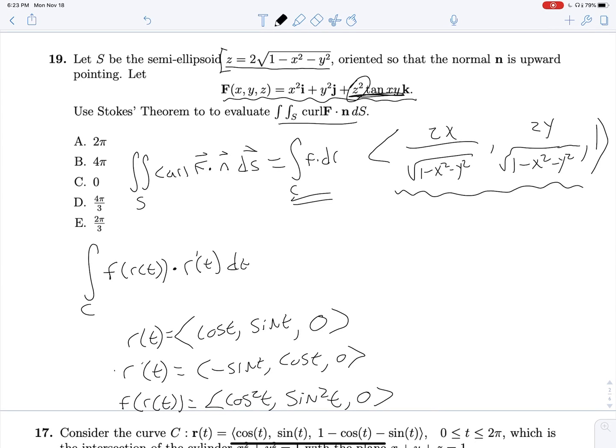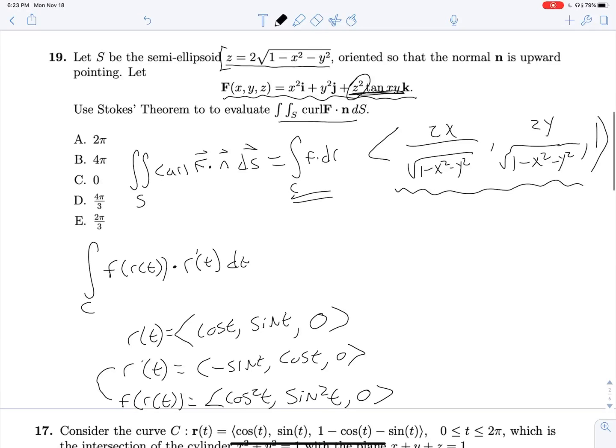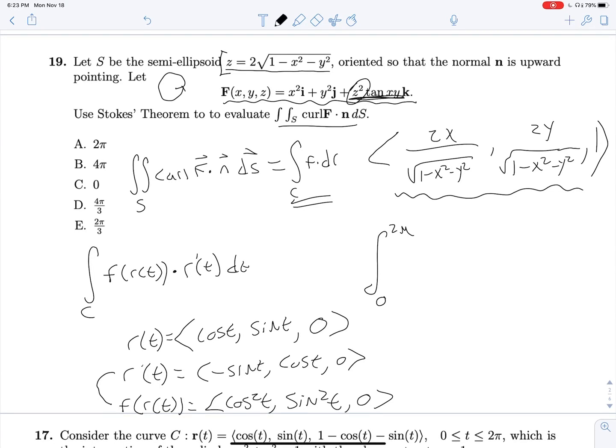So taking our dot product with r prime of t and F of r of t, we can set up our whole integral that we're going to need to solve. This is going to be from 0 to 2 pi because we need the entire pathway around the semi-ellipsoid. Well, it's really this circle that we've made in 2 dimensions. But this is going to work out to negative sine t cosine squared t plus sine squared t cosine t. And we'll tack a little dt on the end over there.